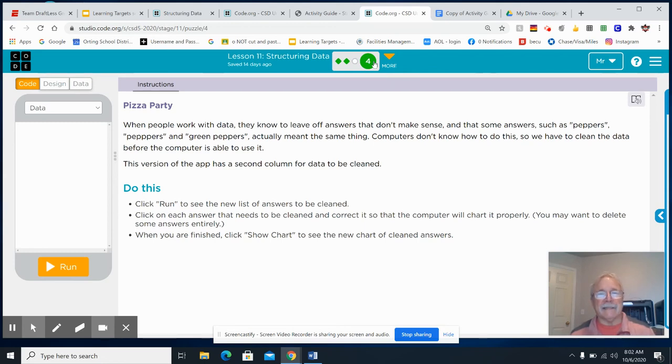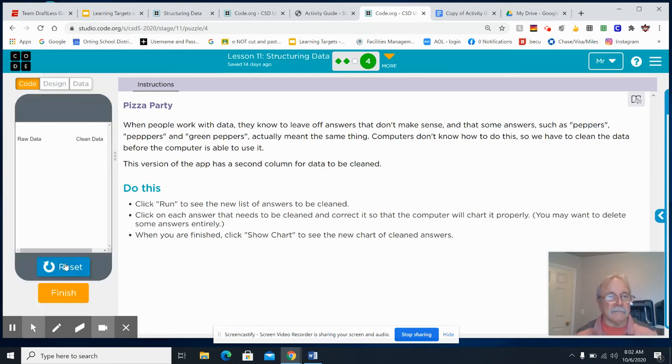When people work with data, they know to leave off answers that make no sense. And some of those answers, such as peppers or Peppers or even green peppers, actually meant the same thing. Computers don't know how to do this, so we have to clean the data before the computer is able to use it. This version of the app has a second column for data to be cleaned. So do this. Click the Run to see the new list of answers to be cleaned.